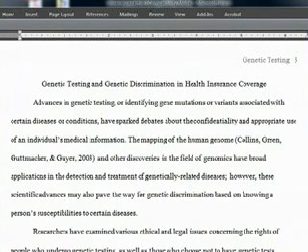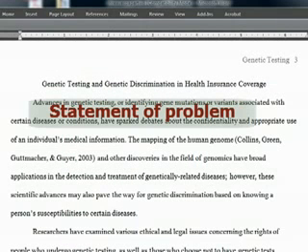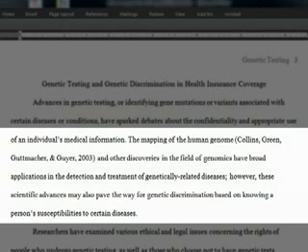Let's begin reading through this first paragraph of the introduction so that I can point out 2 or 3 things to you. "Advances in genetic testing, or identifying gene mutations or variants associated with certain diseases or conditions, have sparked debates about the confidentiality and appropriate use of an individual's medical information." So here we have a clear identification of the exact problem. "The mapping of the human genome (Collins, Green, Guttmacher, & Guyer, 2003) and other discoveries in the field of genomics have broad applications."